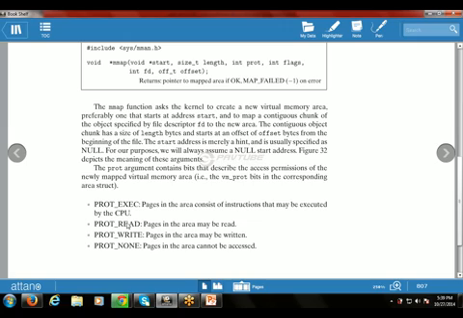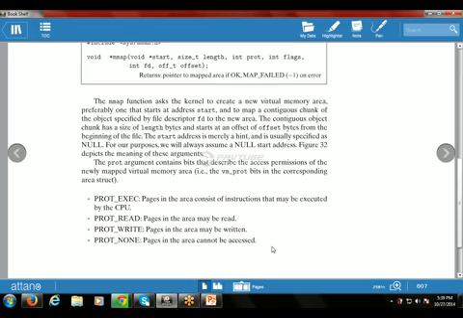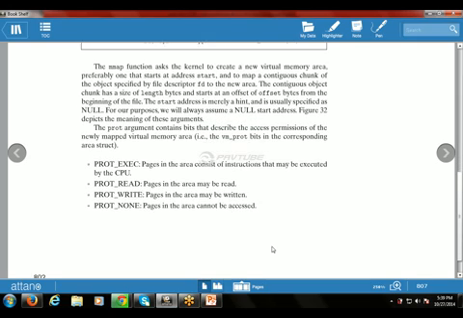One is prot read, that is the pages in the area may be read, then prot write, then pages in the area may be written, then prot none, that is pages in the area cannot be accessed. So these are the various arguments, various bits, various structure that is used with the prot argument. So prot execute, prot read, prot write, prot none. That is, execute means execute the instruction, read the instruction, write the instruction, cannot be accessed.